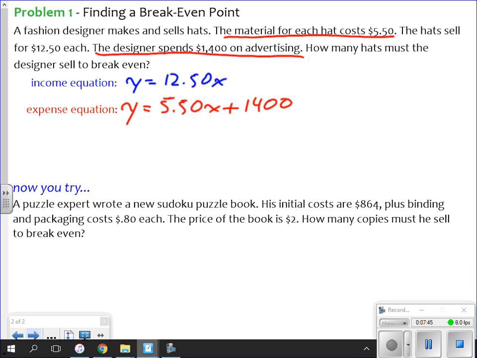$1,400. So he spends $1,400 to get everything started, plus another $5.50 per hat. Do you understand where that information comes from? Do you understand those two equations? Because that's probably the most important thing.